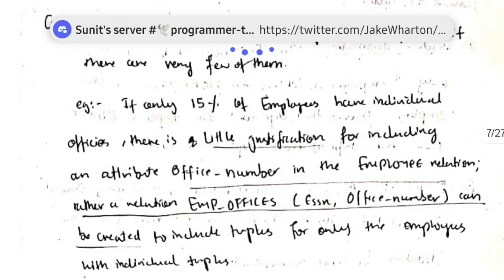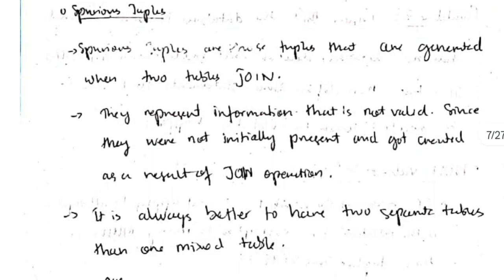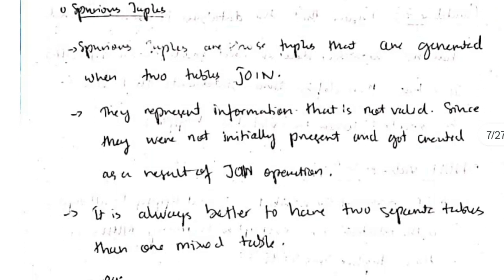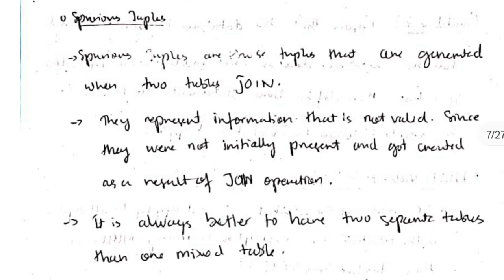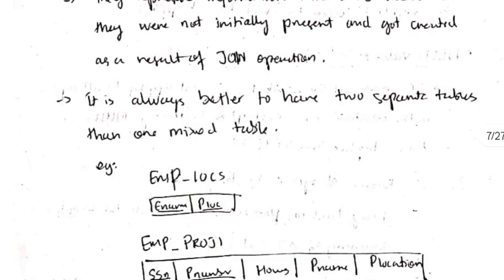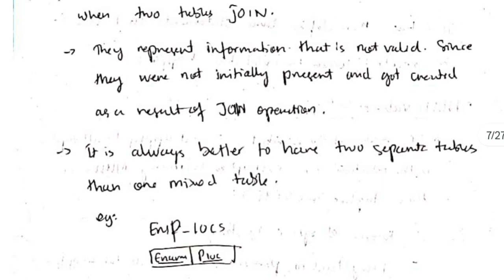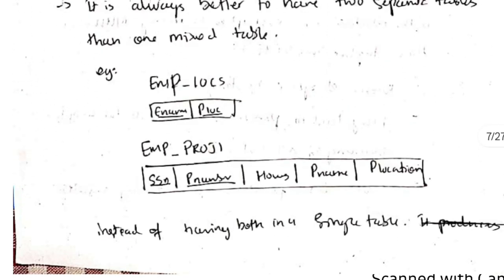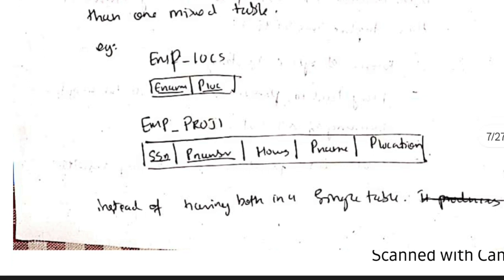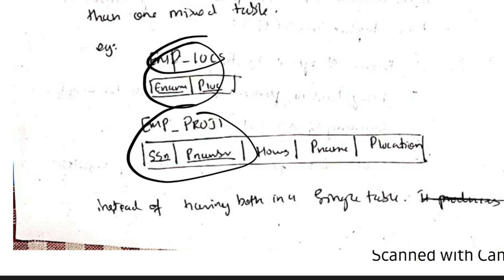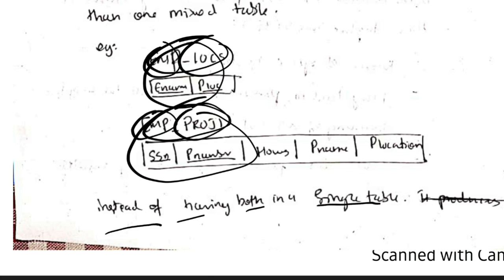If we violate the third guideline, spurious tuples will be formed. Spurious tuples are those tuples which are generated when two tables are joined. They are not actually present inside the table, but they get created as a result of mixing the two tables. Those are the spurious rows. For example, if we have employee and locations and employee and project, we can separate this into employee and location separately, and employee and project separately. Instead of having both in a single table, we can have two separate tables.